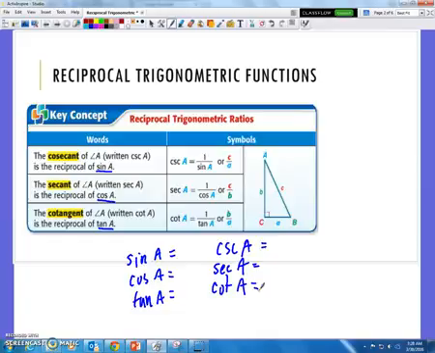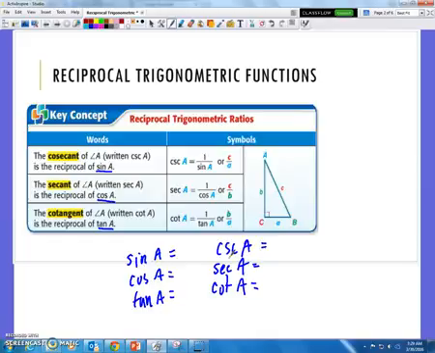Now the easy ones to remember that they're reciprocals are tangent and cotangent because they both have the word tangent in them. The ones that are trickier are sine and cosine, and their reciprocals. Sine and cosecant go together. Cosine and secant go together. When I say reciprocal, I'm not talking about inverse function like undoing something in an equation. I'm talking about the same ratio but flipped over.